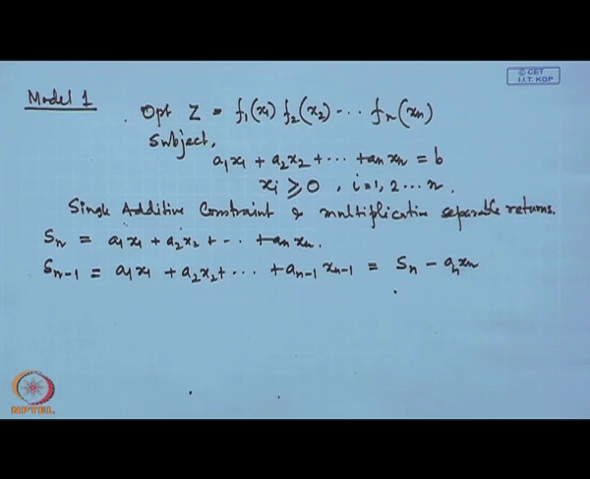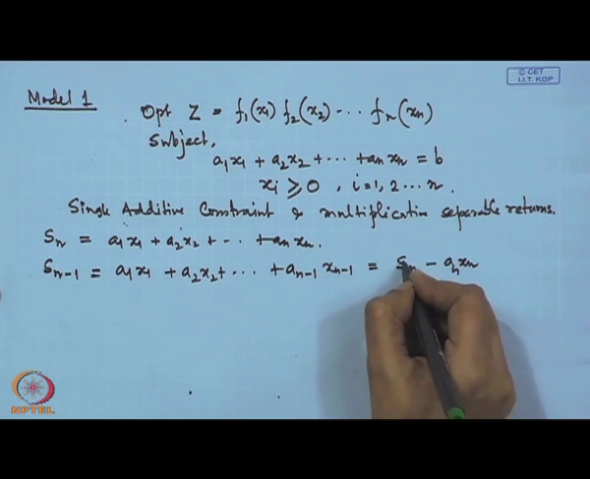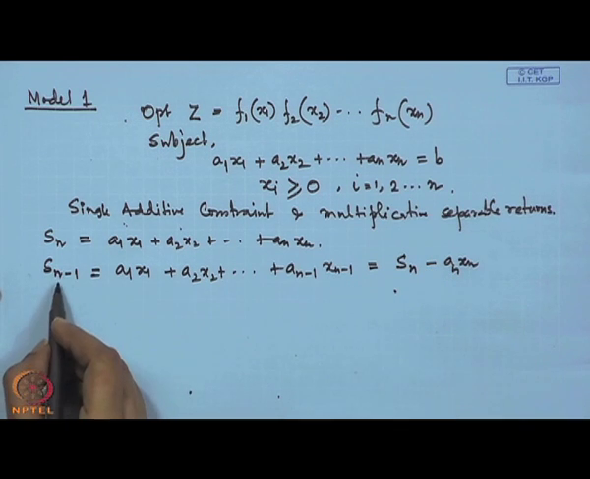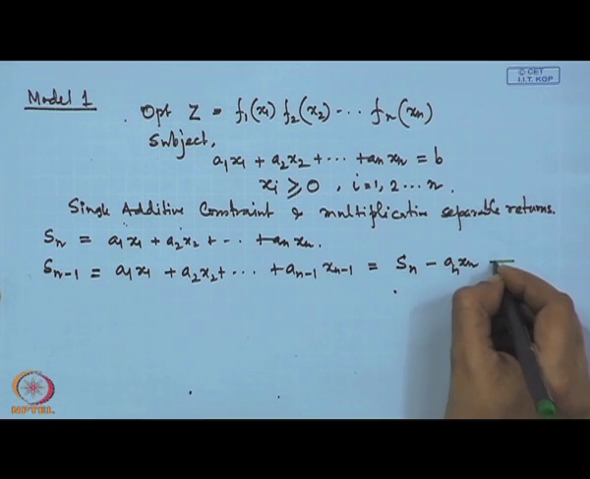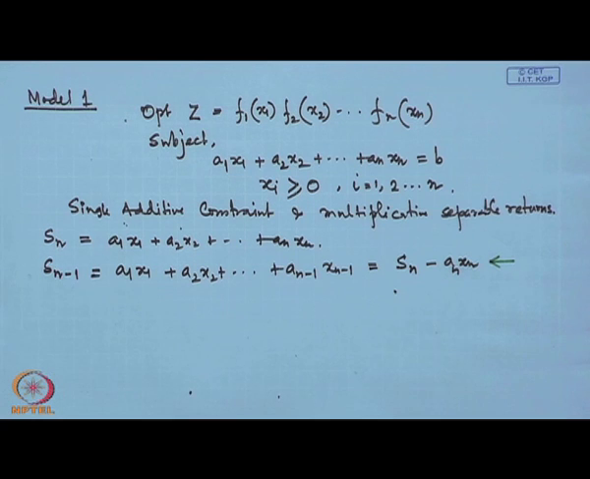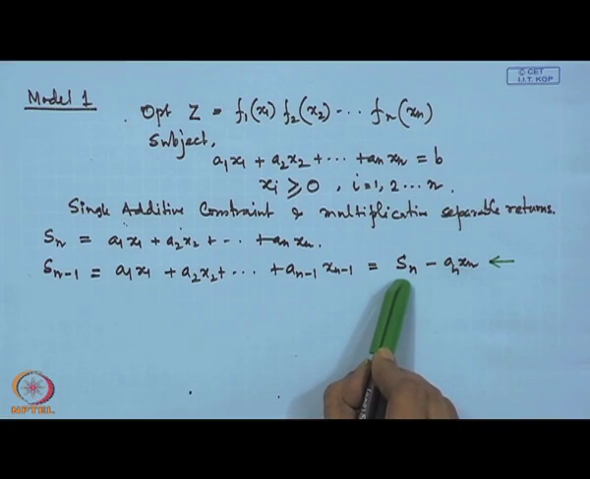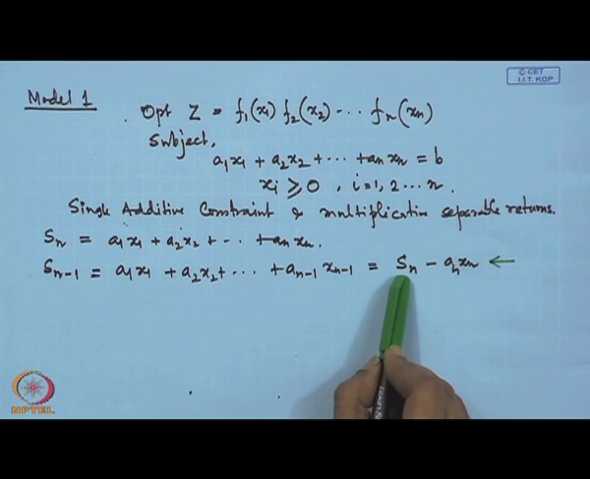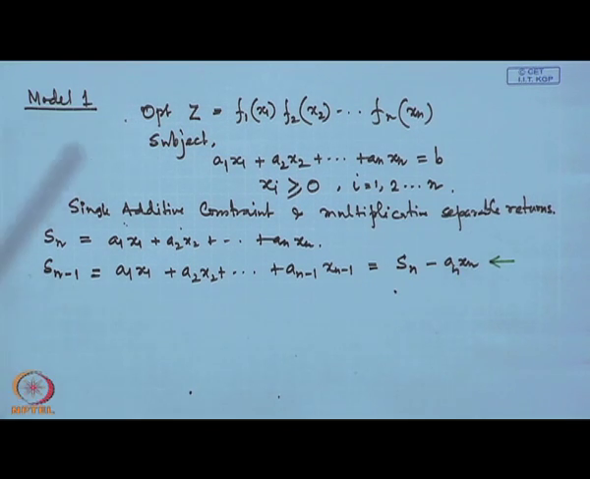Alright. That means, if we are in the nth stage, we can reach the n minus 1th stage with this relation. Thus, this relation is the transformation equation, and this is dependent on the value of Sn as well as an xn. Let us move to the next.